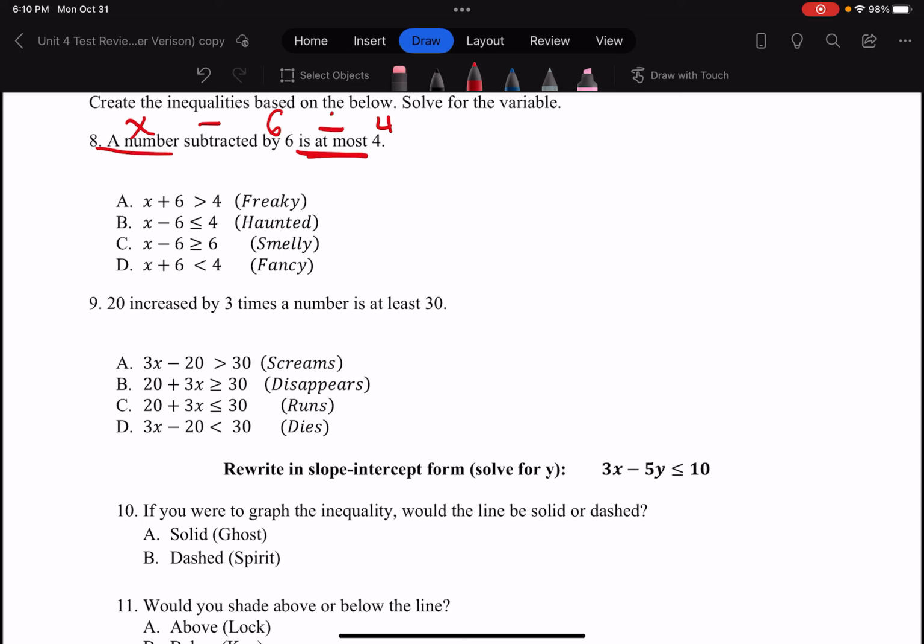So it must be everything less than or equal to 4. So my correct solution would be B there. X minus 6 is less than or equal to 4.